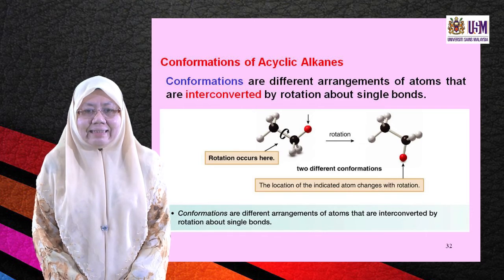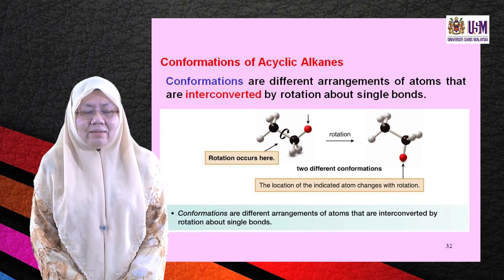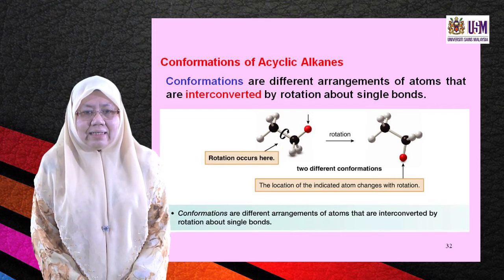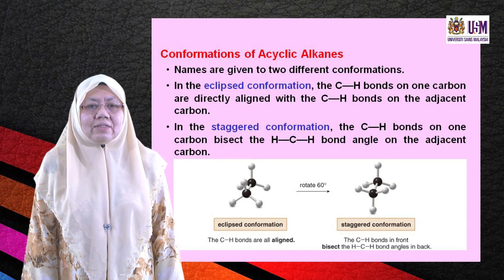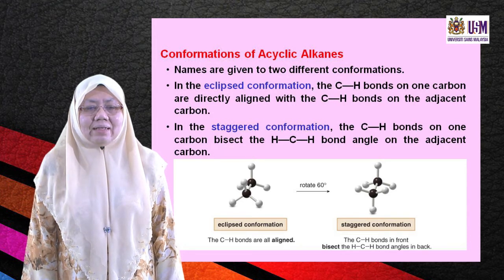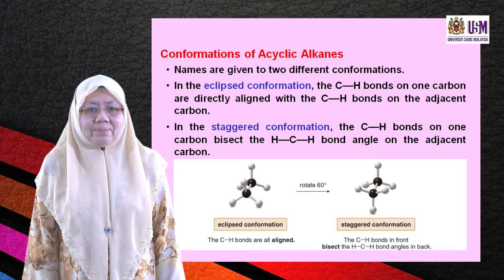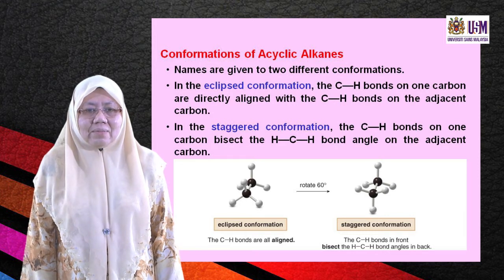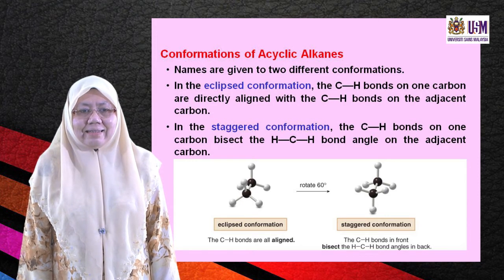As we can see in the diagram, we're looking at the red ball. The first is a staggered conformation and the second is an eclipse conformation. As we saw just now, in the eclipse conformation, the carbon-hydrogen bonds on one carbon atom are directly aligned with the carbon-hydrogen bonds on the adjacent carbon atom. Whereas in the staggered conformation, the carbon-hydrogen bonds on one carbon atom bisect the hydrogen-carbon-hydrogen bond angle on the adjacent carbon atom.